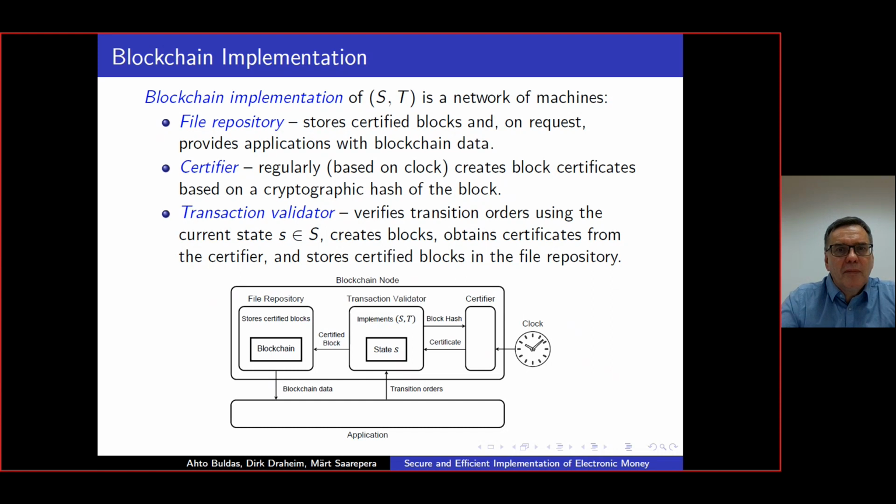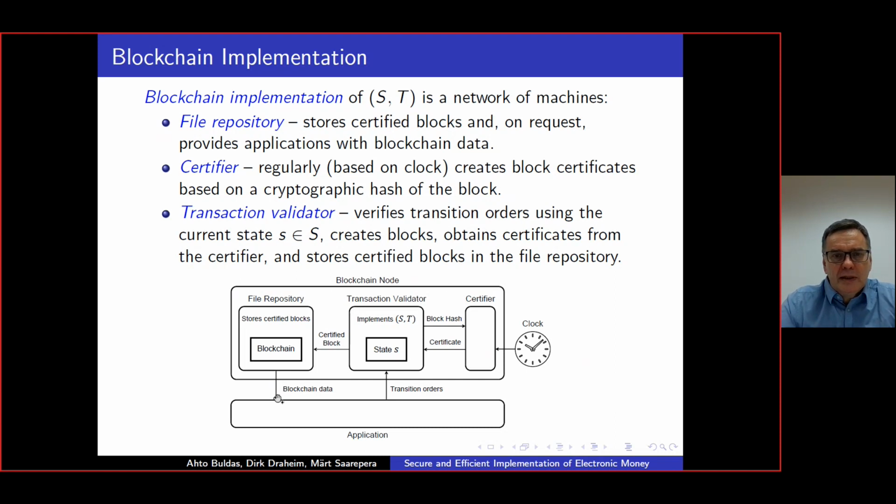Implementations of a blockchain. We have a transition system and we have a network of machines, one component of which is file repository, which stores certified blocks and on request provides applications with blockchain data. We have a certifier that regularly creates block certificate based on cryptographic hash of the block. We have a transaction validator. It verifies transaction orders using the current state of the system, creates blocks, obtains certificates from the certifier, and stores certified blocks in the file repository.